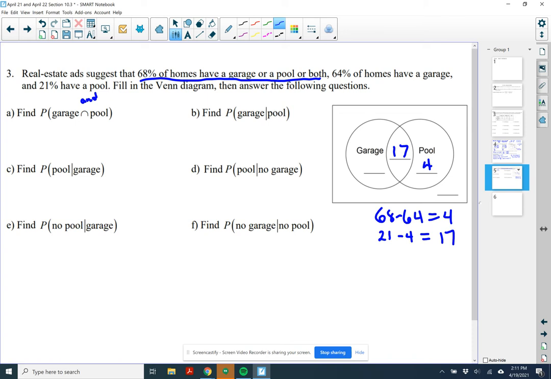Now I know that 68% have a garage, a pool, or both. So I could do 68 take away 21, and get my 47% that needs to go here. Or I could do 64 take away 17 and get 47. Either way. And then finally, 47 plus 17 plus 4. Oh, that's my 68, right? That's my 68.